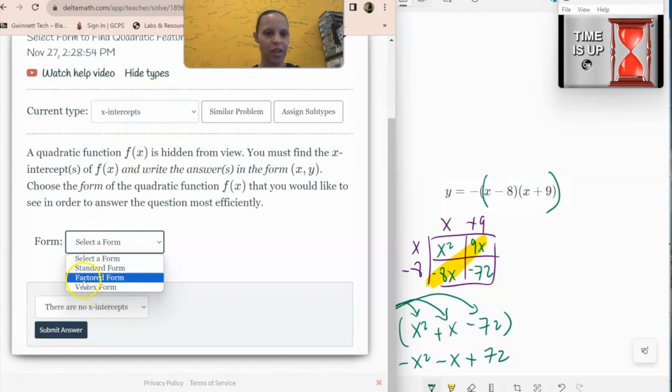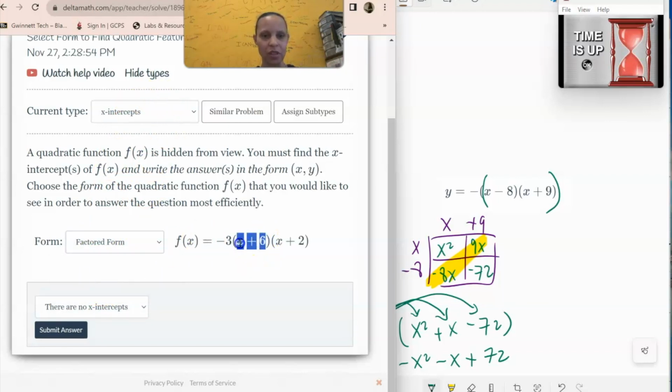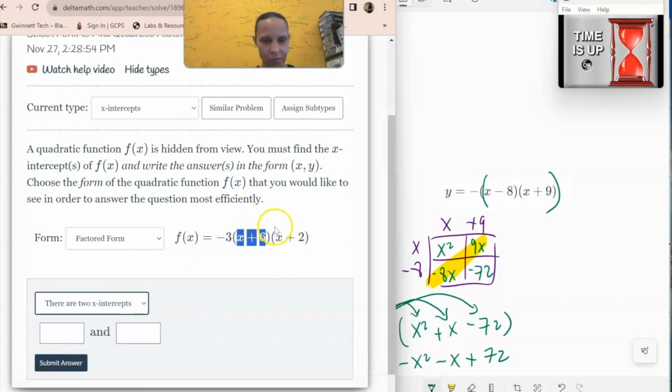In this case, I'm looking for x-intercept, so I'm going to go to factored form. Remember, to pull your x-intercepts, it's whatever is in the parentheses, just opposite. So how many x-intercepts are there? There are 2, because there are 2 parentheses right here.